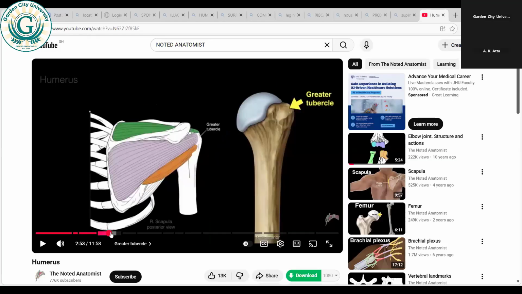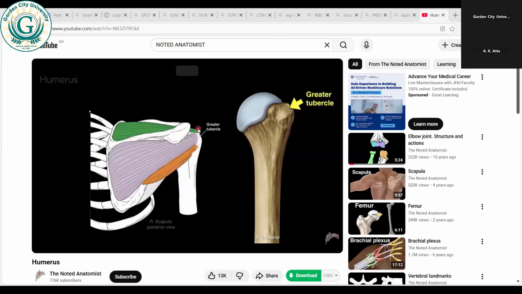So if we were to look at the joints, that's what we have been looking at. This is the shoulder joint: the head of the humerus articulating with the glenoid fossa of the scapula. But as I told you, the nature of the articulating bones does not offer stability to the joint, but it's the muscle.